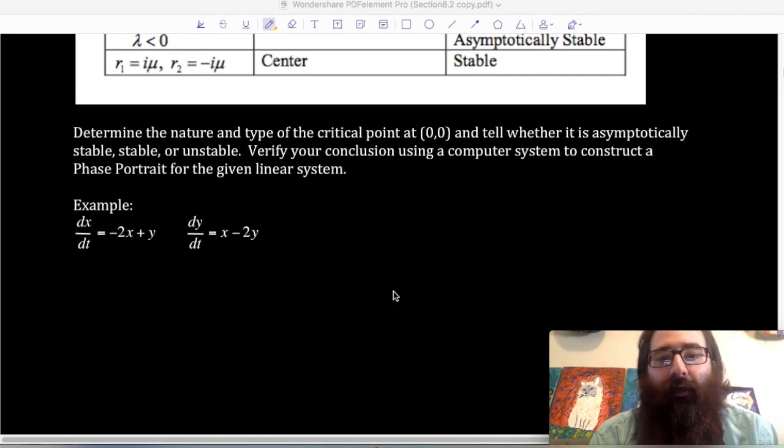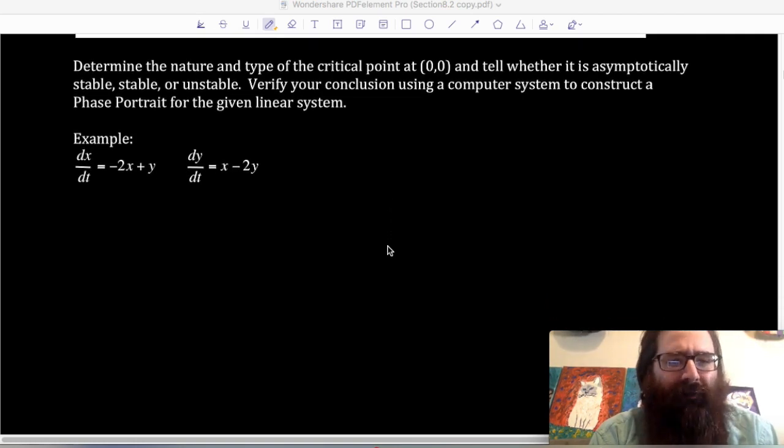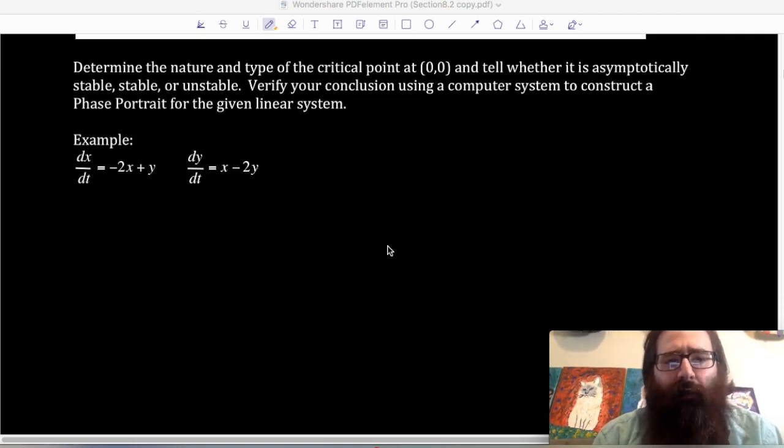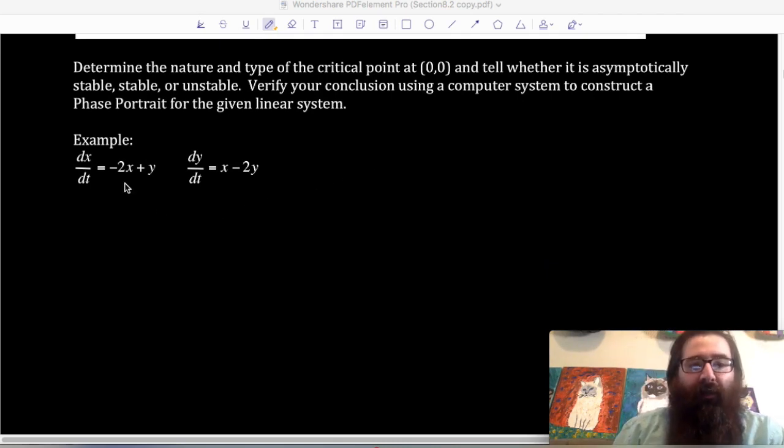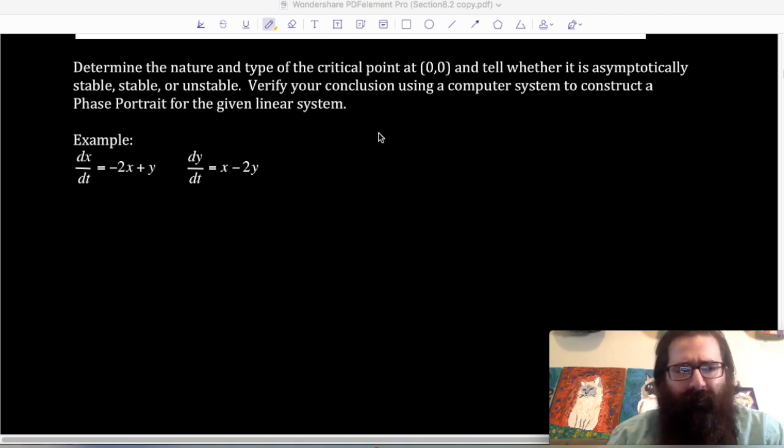Then we're going to verify our conclusion using some type of phase portrait to take a look at. And let's go ahead and start with this example. Now, we're not going to verify that 0, 0 is a critical point, but we can certainly see right now that if we pick 0 for x and 0 for y, then dx dt and dy dt are both going to be 0. So it is, in fact, a critical point. We can just verify that by inspection.